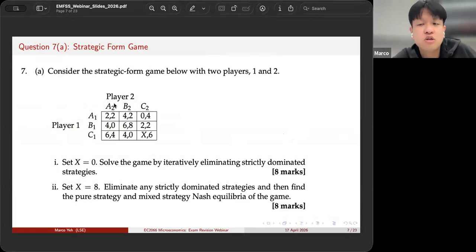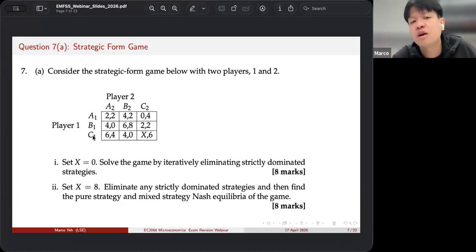Part A is all about a strategic form game. Consider a strategic form game below with two players, 1 and 2. Player 1 is the row player and player 2 is the column player. Each player is given 3 strategies: for player 1 they are A1, B1, and C1, and for player 2 they are A2, B2, and C2. So we have a 3x3 matrix. Inside the matrix there are payoff vectors. The first element is for player 1, the second element is for player 2.